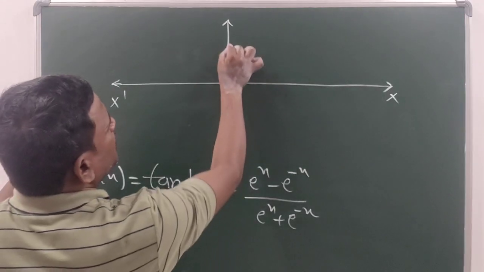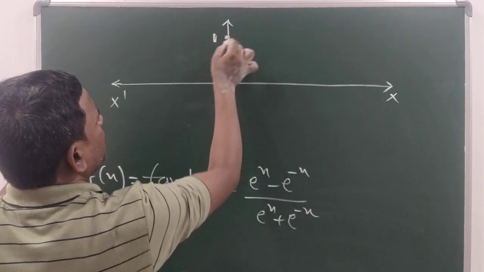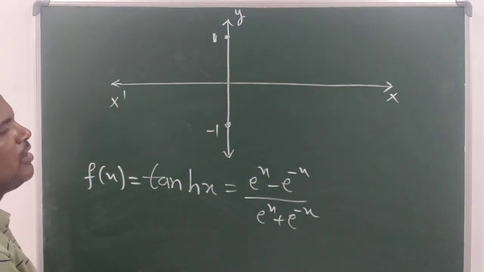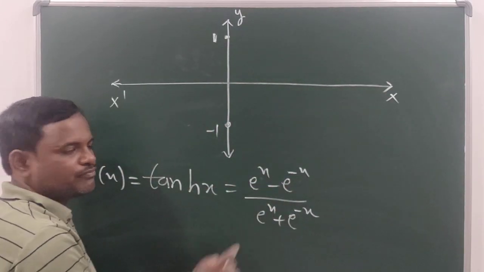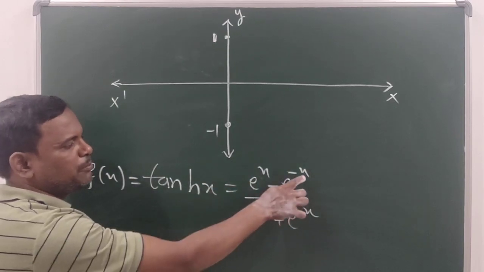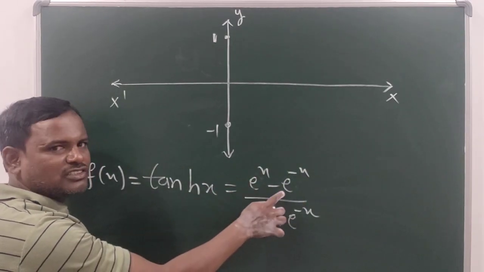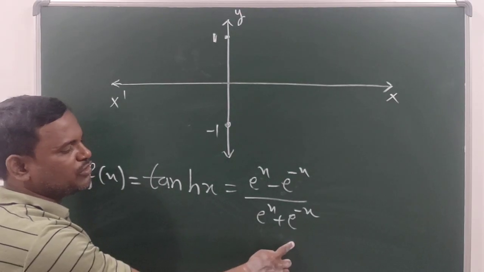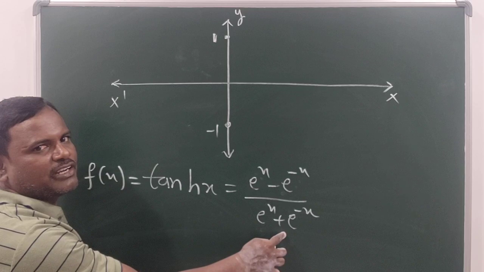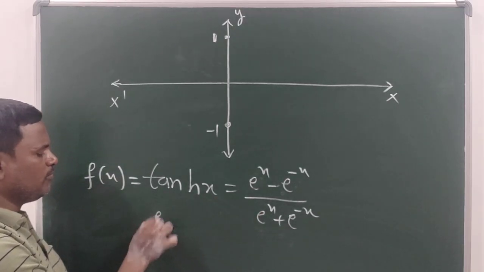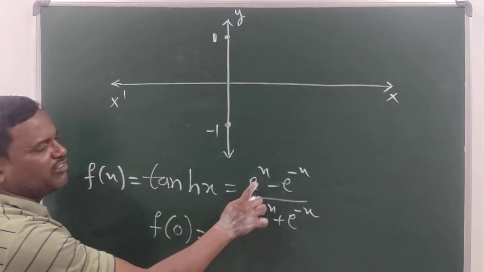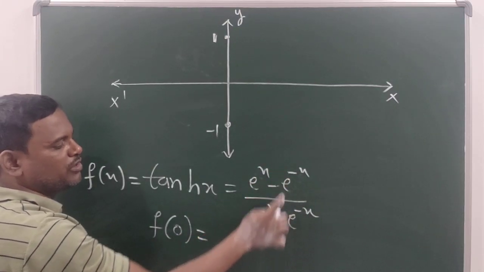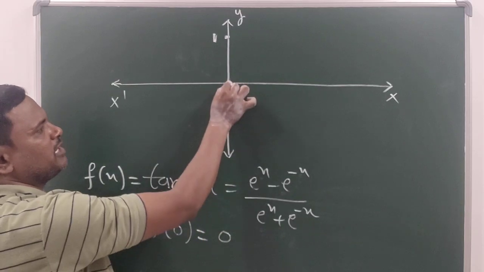So here, let us take 1 on the y-axis here, minus 1 over here. Now if you put x equal to 0, e power 0 becomes 1, e power minus 0 also 1, 1 minus 1, 0. Here you will get a positive value, 1 plus 1, 2, so 0 by 2 you will get. When you put x equal to 0, your respective range will be e power 0, 1 minus 1, 0, 0 by 2 becomes 0. That is this point.